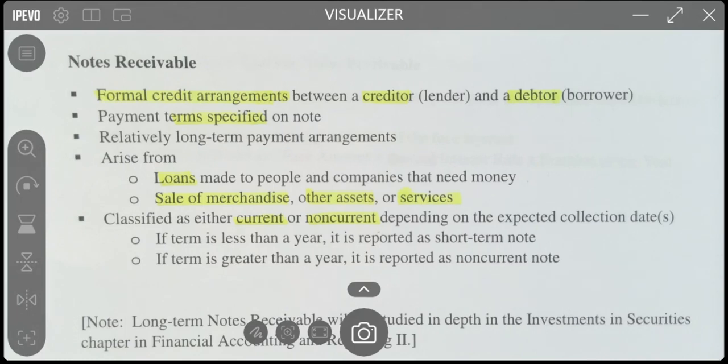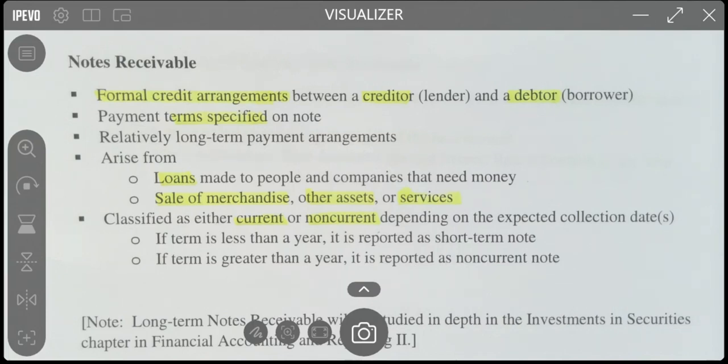They also arise from sale of merchandise, other assets, or services, such as when you take a financing deal when you buy a car or a refrigerator at Best Buy. Notes receivable will be classified on the balance sheet as either current or non-current, depending on the expected collection dates. If the term is less than a year, it's reported as a short-term note. If the term is greater than a year, it is reported as a non-current note.